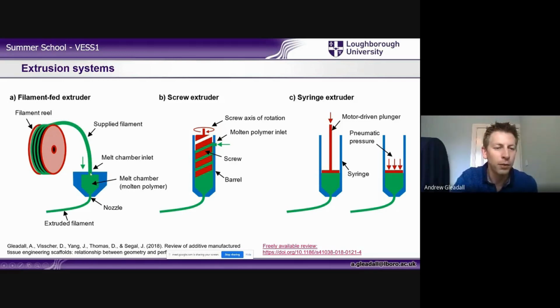So as you force that filament reel into the melt chamber, it's going to become molten, and because you're forcing it in the back, you're creating a pressure which is extruding the material from the tip, from the nozzle. Another option that's not often seen, but potentially sometimes seen in bioprinters, is a screw extruder.